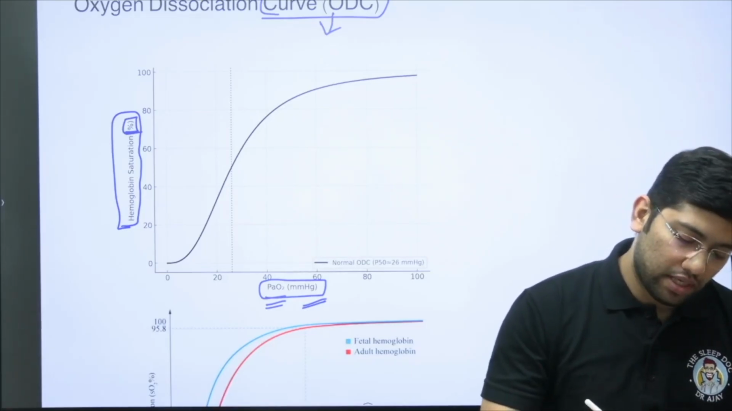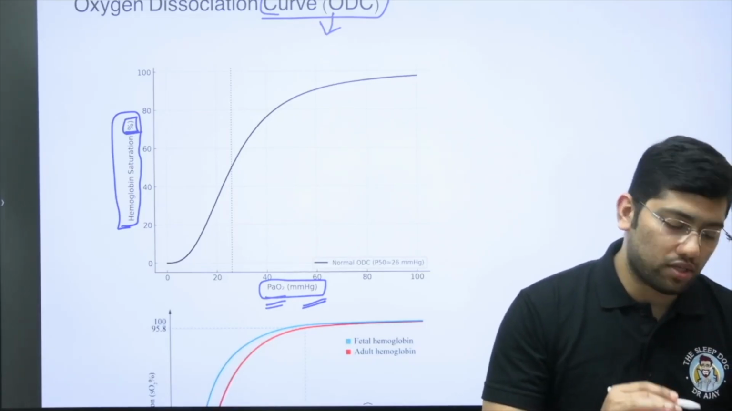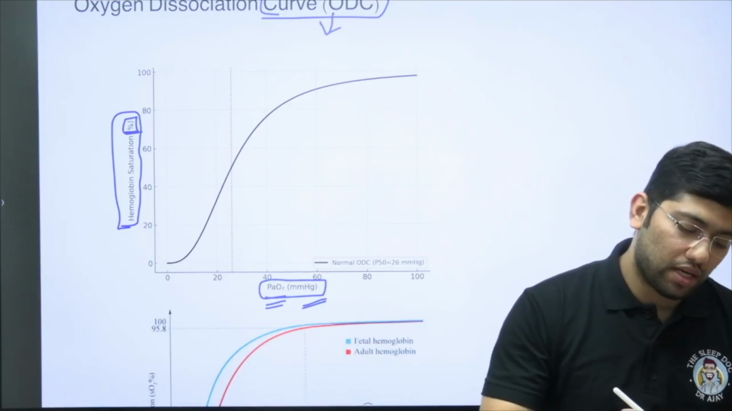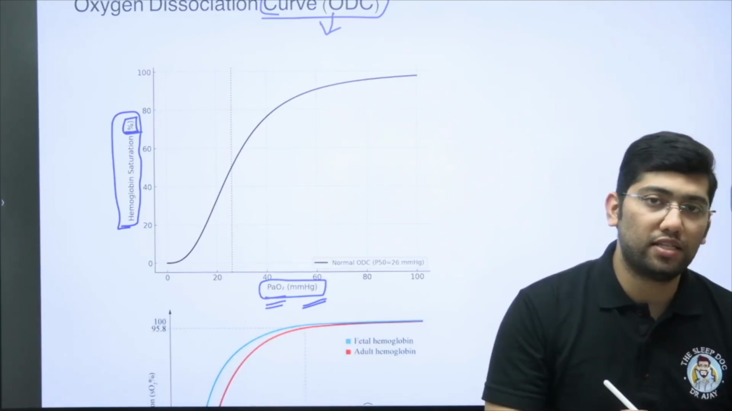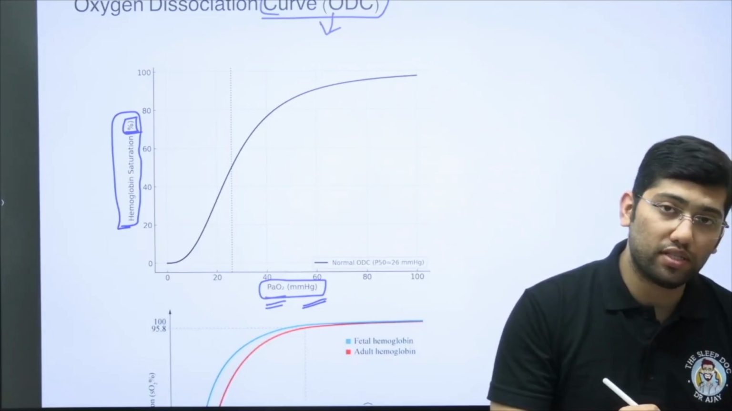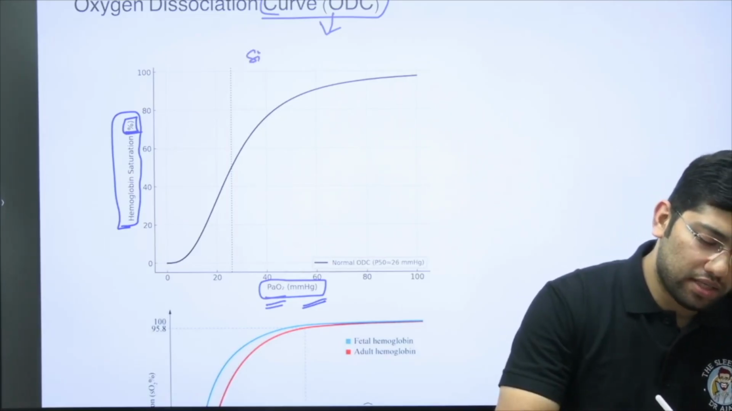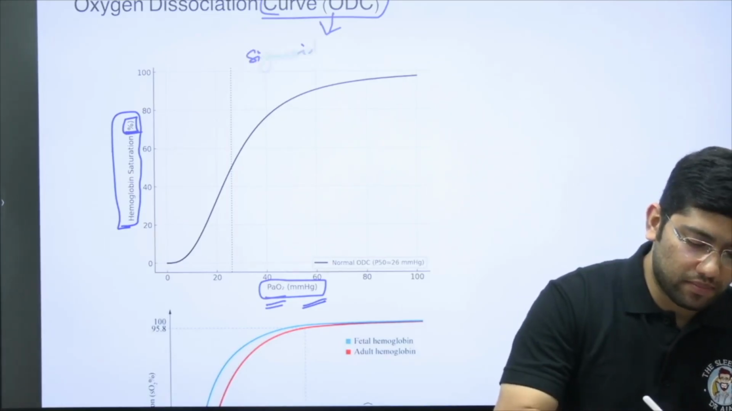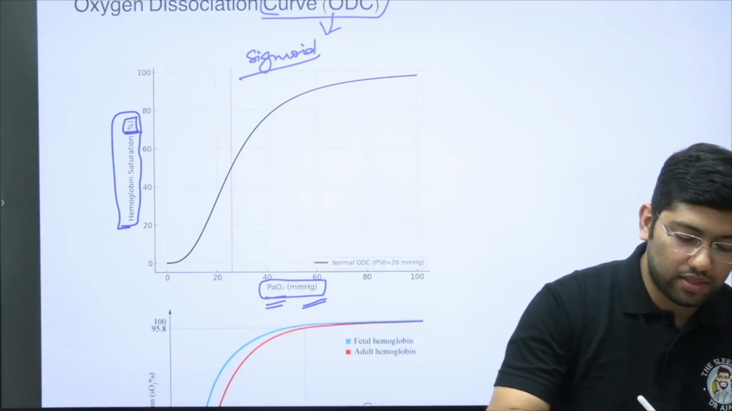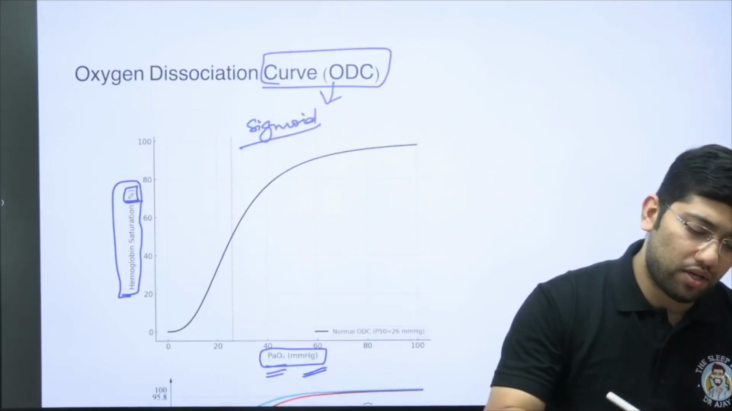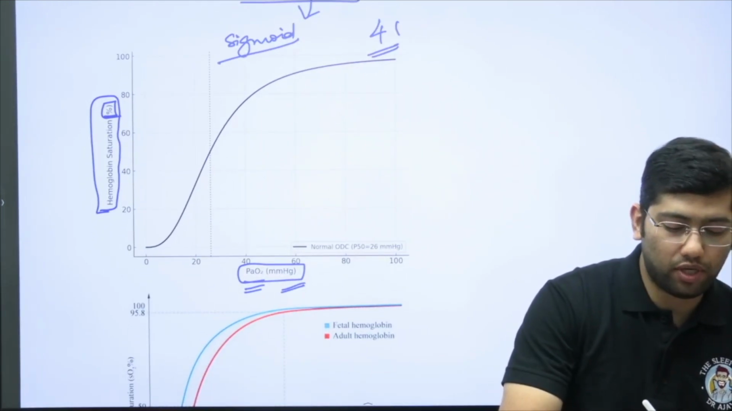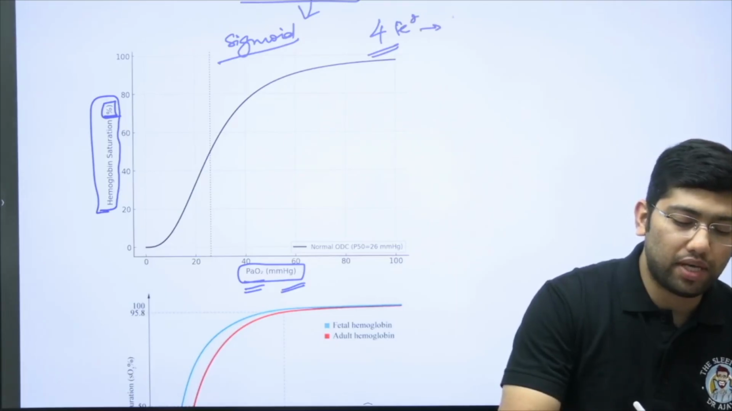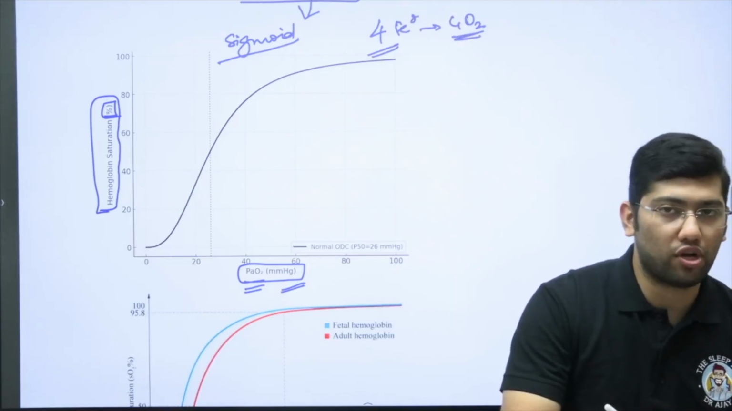Now, this is a normal oxygen dissociation curve. The first question that comes is, why is this in this particular shape? First, what is this shape called? This is a sigmoid curve. Why is it a sigmoid curve? As we saw, the hemoglobin has 4 iron atoms and that binds to 4 molecules of oxygen.